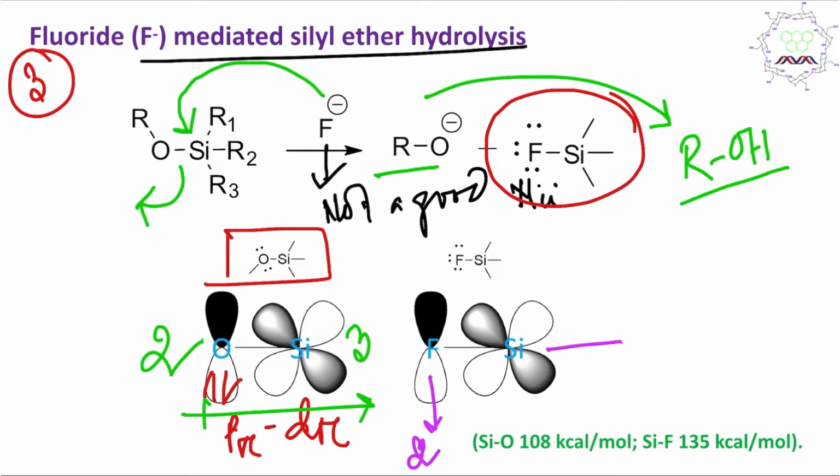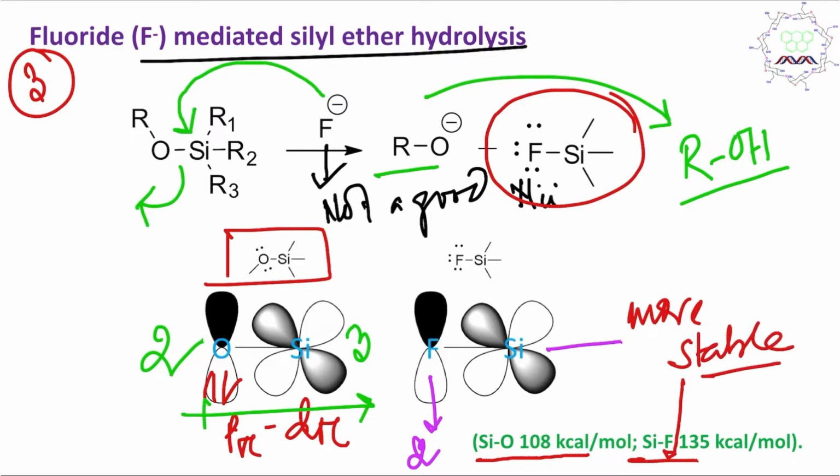So the overlap is similar. Not only that, students, look at the information. Silicon oxygen bond energy is 108, whereas silicon fluorine bond energy is 135. So this bond is relatively more stable. I repeat, relatively more stable compared to the silicon oxygen bond. So that's why the silicon oxygen bond gets broken and silicon fluorine bonds are produced. This stability is the driving force for this reaction.